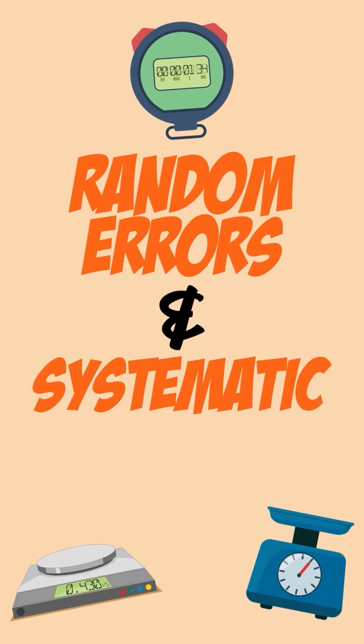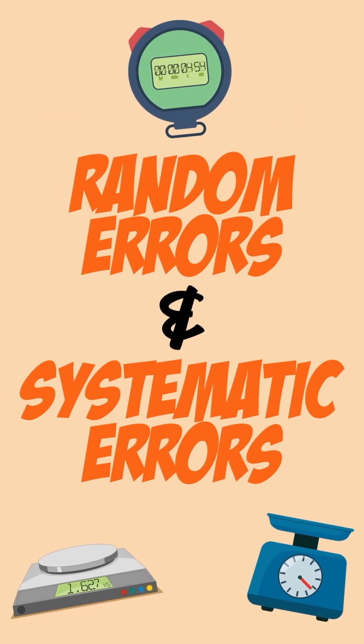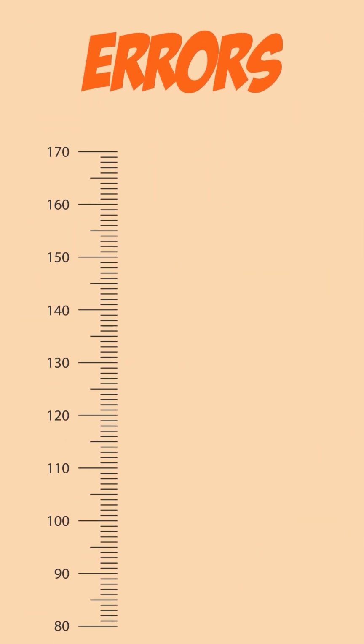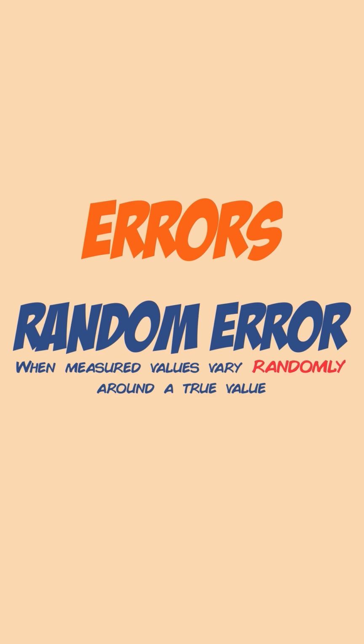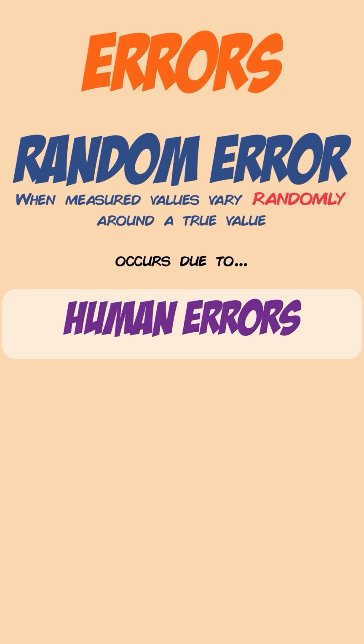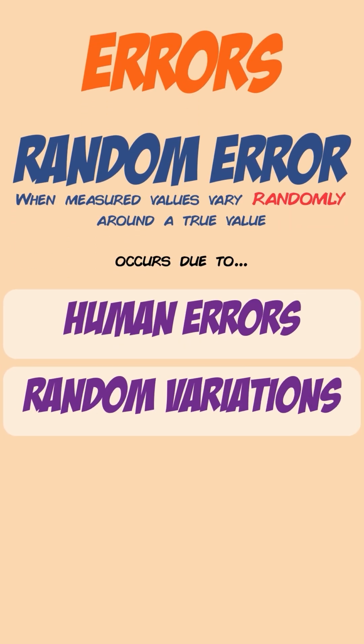Random errors and systematic errors are both types of errors that you need to know. An error is just a difference between your result and the expected value. A random error is when measured values vary randomly around a true value, and they usually occur in experiments due to human error and random variations.